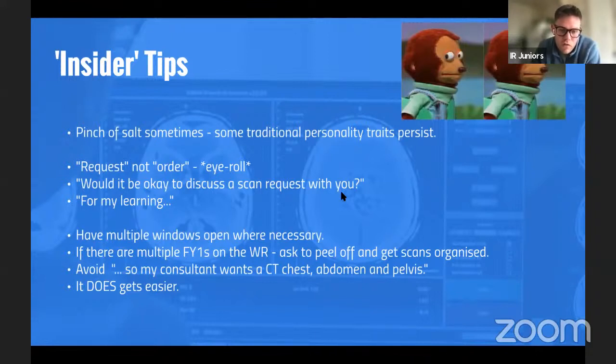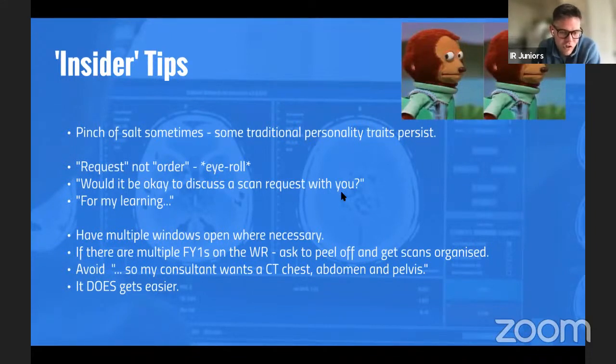On the morning ward rounds, if there are multiple F1s around and there are lots of scans to be done, just raise the point of, would it be useful for one of us to go off and start requesting some of these scans?